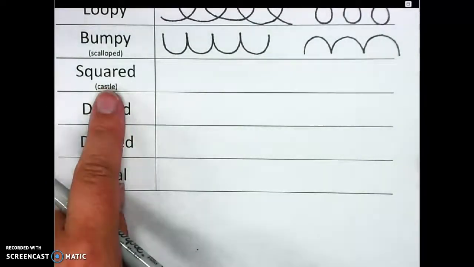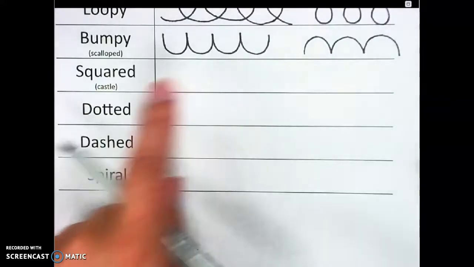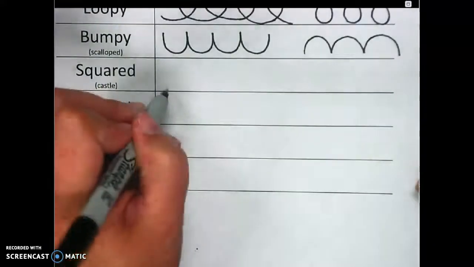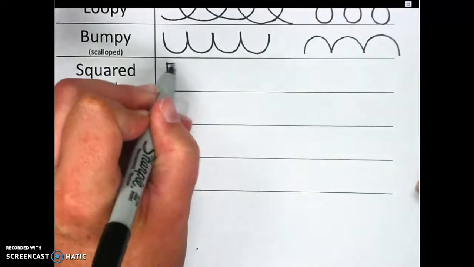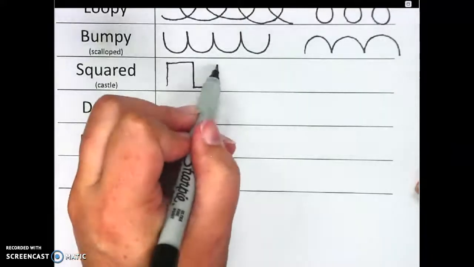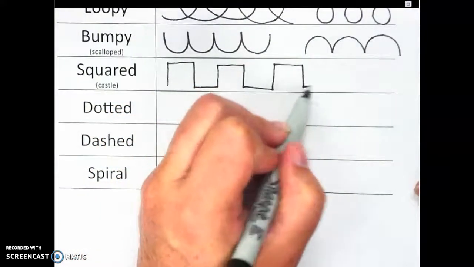This one is a squared line. Next is a squared line, also called a castle line. Up, over, down, over. And that's the pattern. Up, over, down, over. Up, over, down, over.